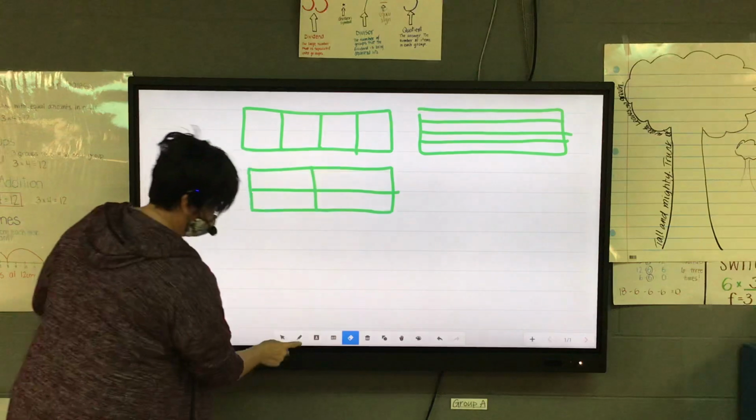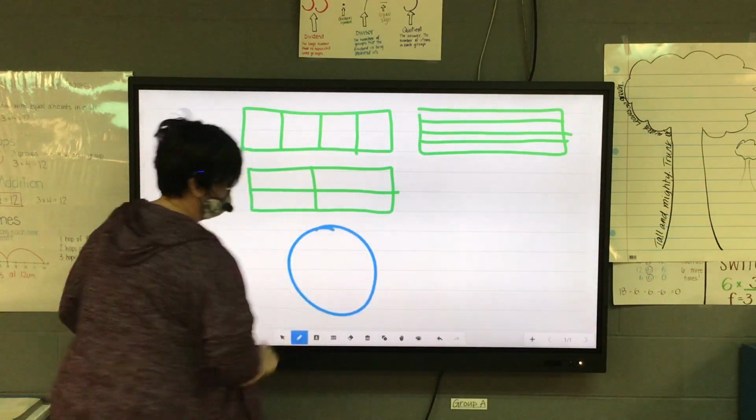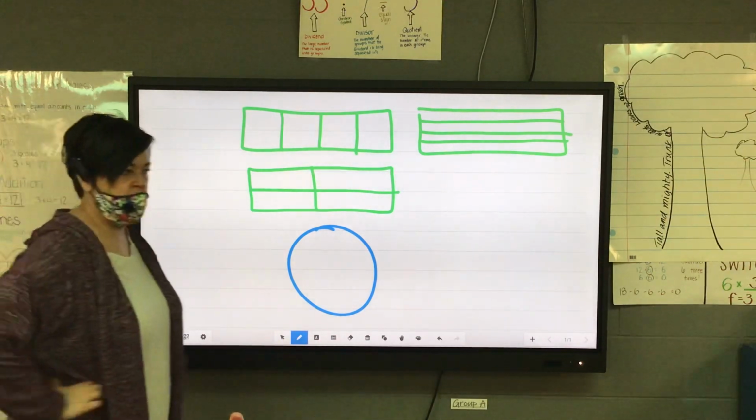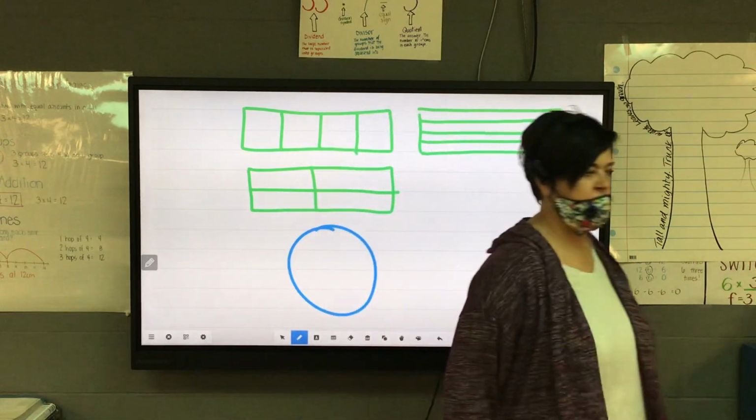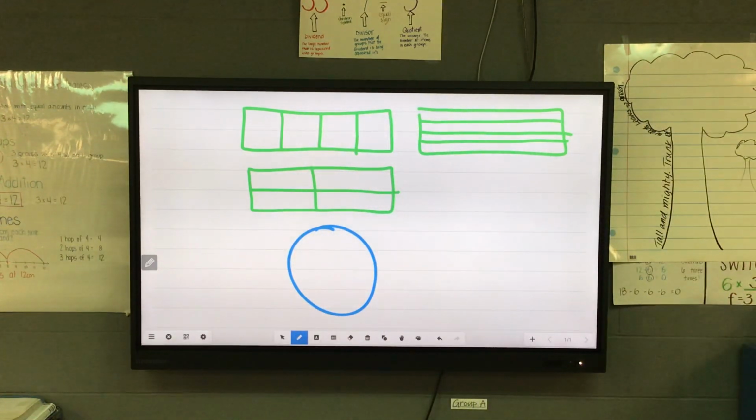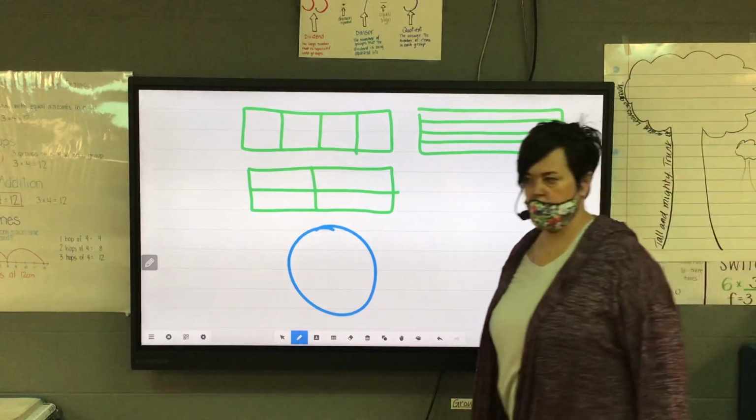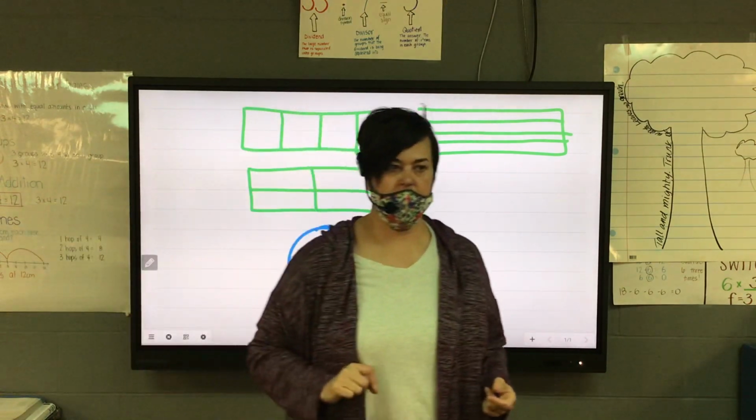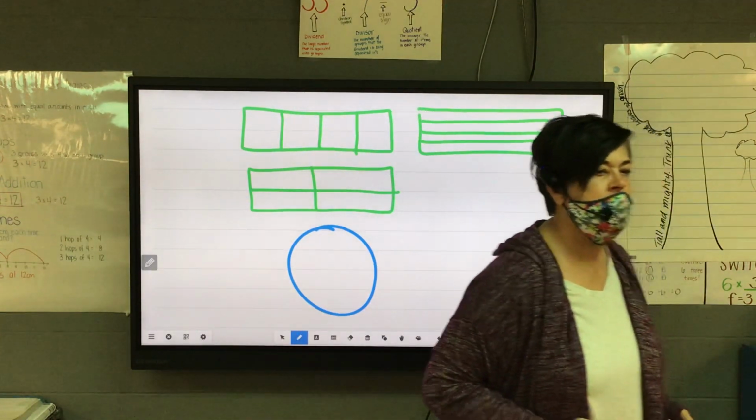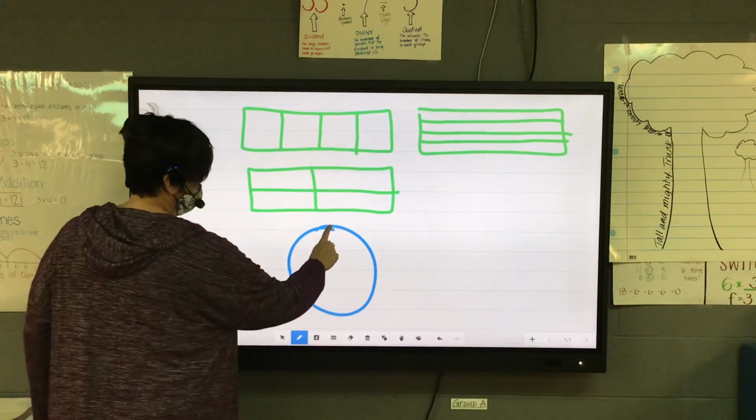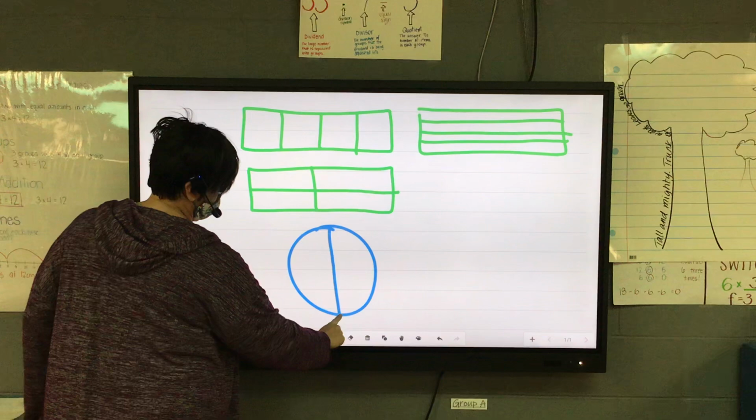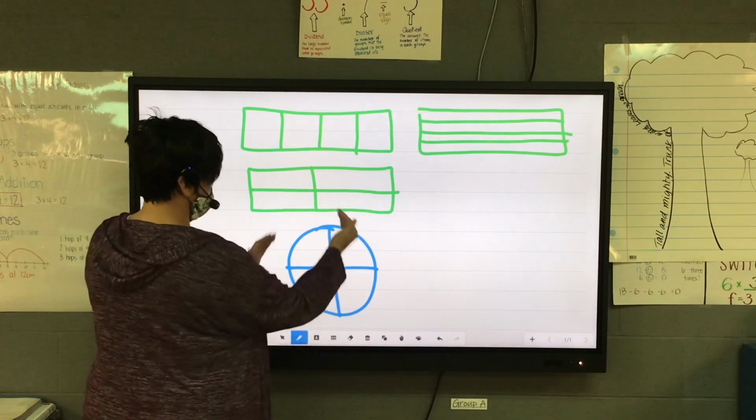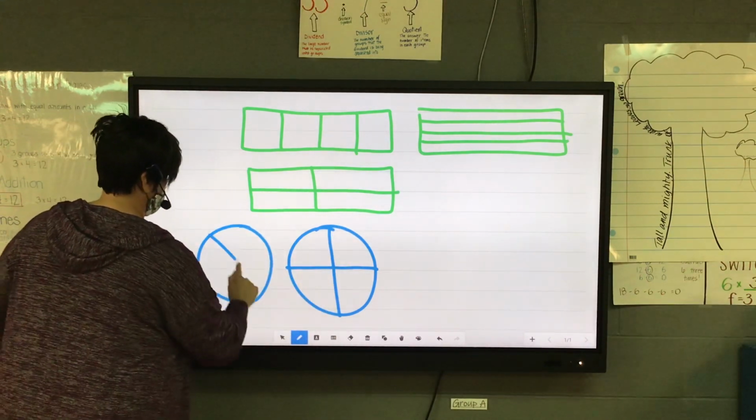So how could I make 4 equal parts in this circle? Show me your boards. What did you do? How many parts do you have, Lucas? 8, 4. Okay. So as long as you have a straight line going up and down and 1 across, even if your circle rolled a little bit, would that still work?